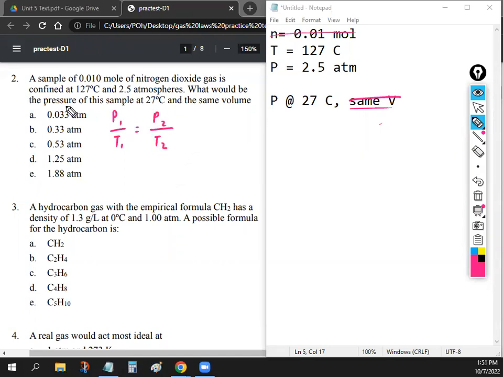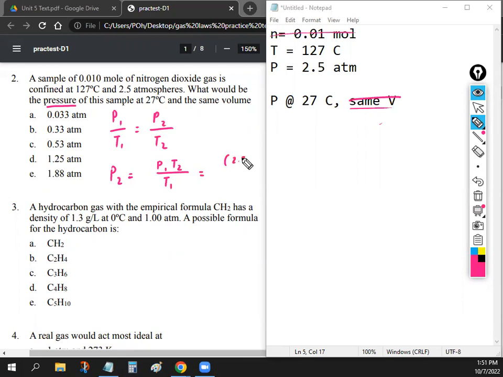So we're looking for the pressure, the new pressure. So we're looking for P2. And so if we rearrange the equation for P2, you'll have P1 times T2 divided by T1. Okay. Now from here, it's just plug and chug.